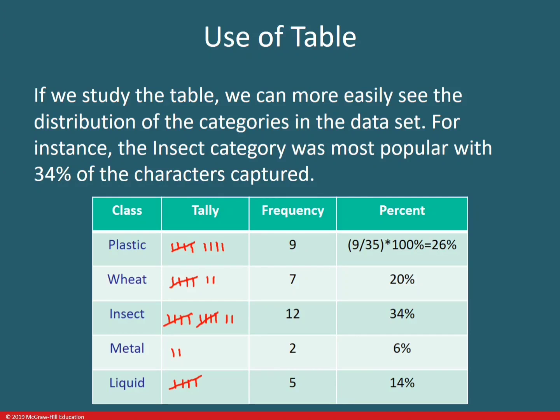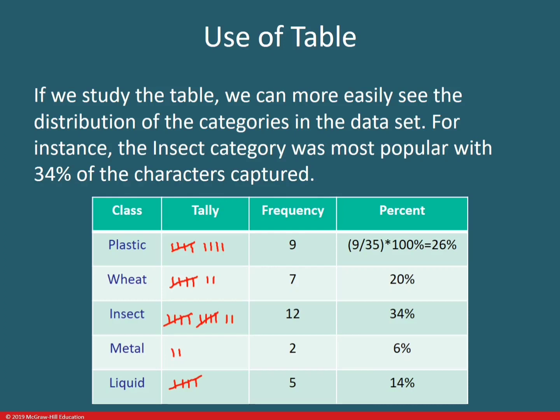If we study the table, we can more easily see the distribution of the categories in the data set. For instance, the insect category was most popular with 34% of the characters captured, and metal would be the least at 6%. So now this gives me a clear picture of what my data looked like.